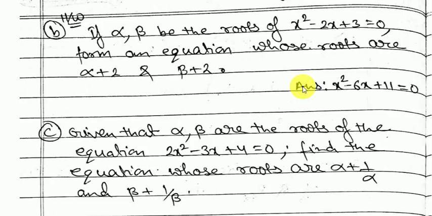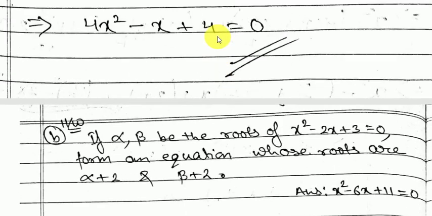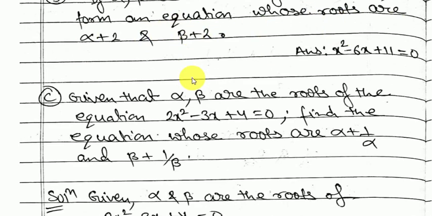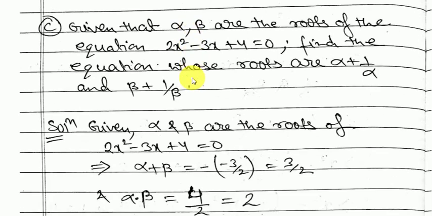Okay, so in the previous video we had stopped over here, so next is question number B. I have left it as homework for you. If alpha and beta are the roots of this quadratic equation, form an equation whose roots are this. We have done so many questions of this type, so it'll be easy for you to do. Okay, so please do. Now question number C.